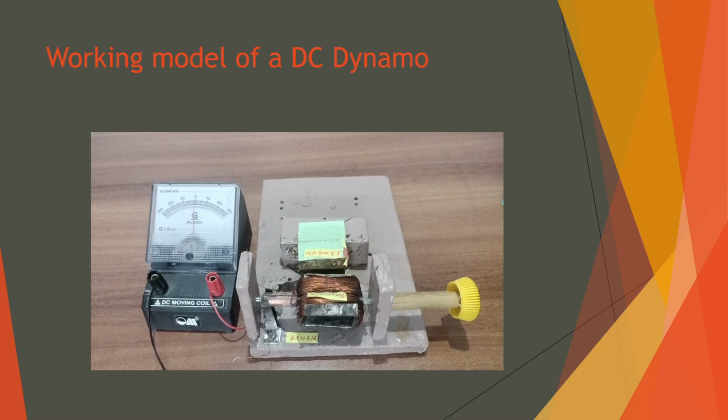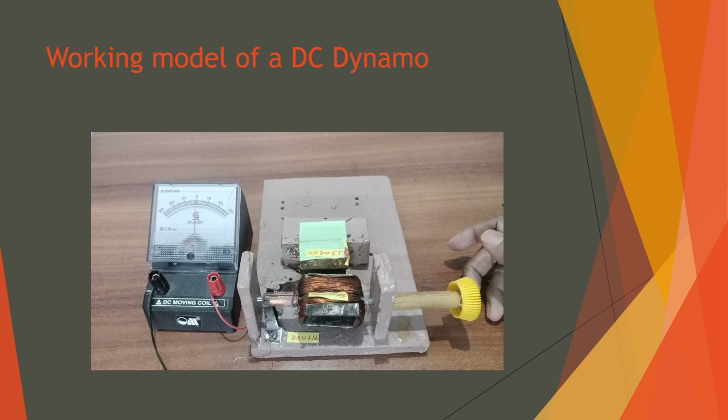Hi, this is a DC dynamo. This is a dynamo assembled by me a long time back, mostly from homemade parts, and this generates 2 volts DC when rotated at a high speed, which is actually enough to light a small torch lamp.